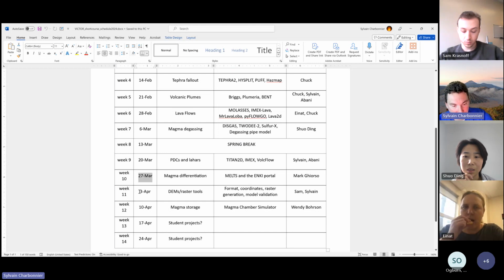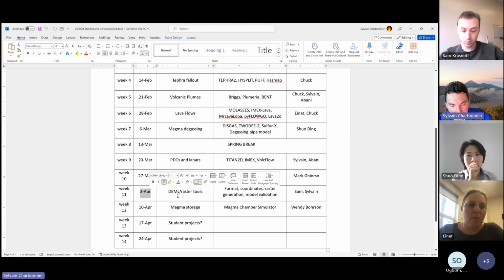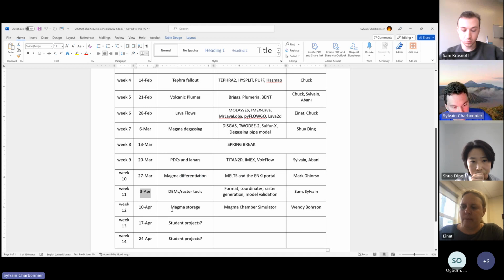And then April 3rd, we were thinking about doing some activities about DEMs, digital elevation models, and raster tools. And finally on April 10th, we're going to have a session on magma storage, and we have a guest, Wendy Borson, who is going to talk about the magma chamber simulator. And that ends the planned activities.